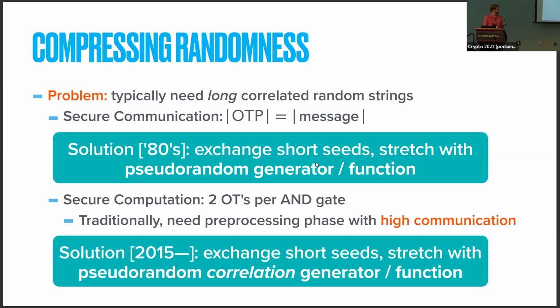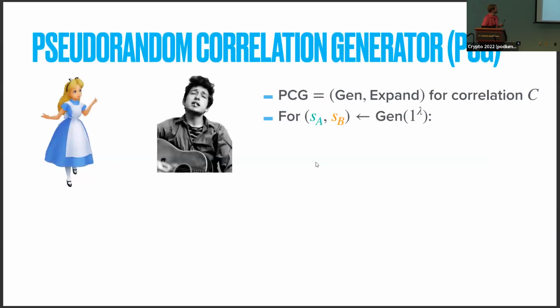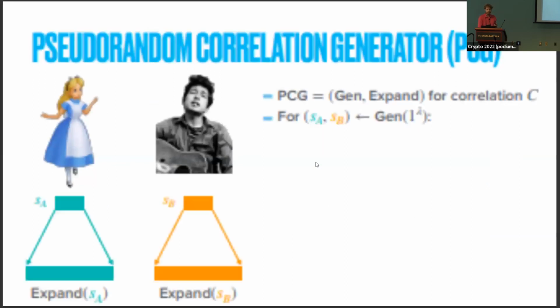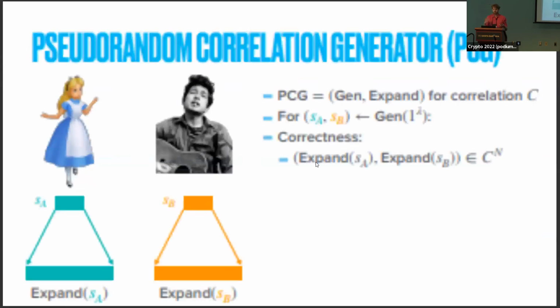Okay, so let's try to make this a bit more precise here. How would a pseudorandom correlation generator work? Again, we have our friends Alice and Bob, and initially we can generate some seeds. The point now is that once Alice and Bob have these short seeds, they can run some expand algorithm on these seeds. Note that this step requires no communication. This is just them privately expanding their own seeds. And we just want some certain guarantees.